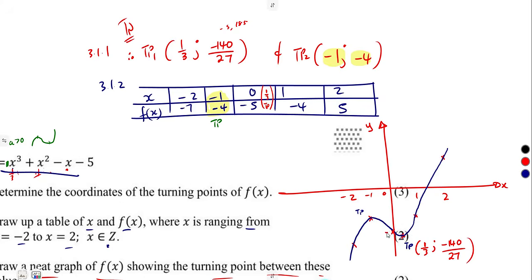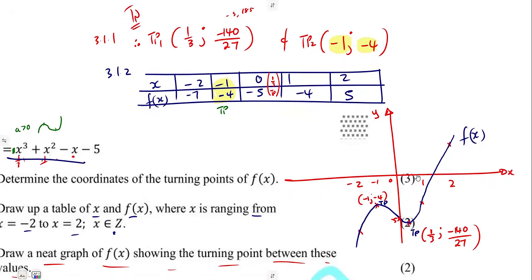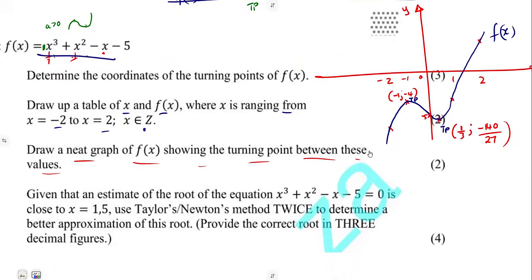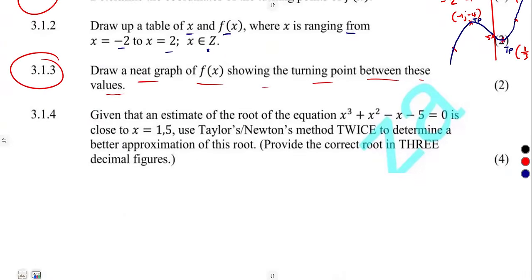This is the y-intercept, -5 when x is 0. This is the first turning point on the left side of our graph, where x is -1, y is -4. It is also a turning point. So these are the points that you're going to mark, and your f of x is drawn. All right, just draw a proper graph from what you're given. So basically you're going to end up with something like that.